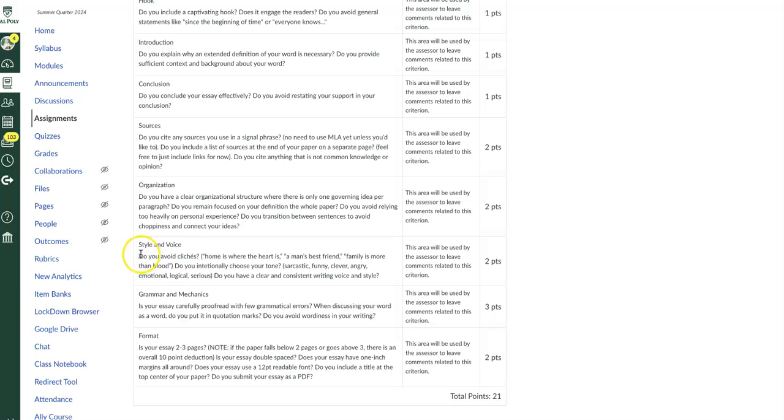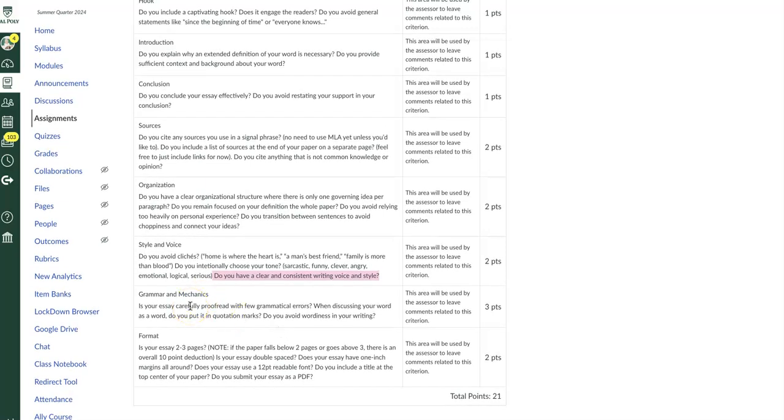A main part of voice and style is that you need to avoid cliches. These types of papers, unfortunately, do lend themselves to cliches. So things like home is where the heart is, or a man's best friend, family is more than blood. All those are cliches. They're ideas that have gone stale from overuse. I want you to avoid them. If you proposed a word to me that lends itself to cliches, I told you that originally, so you want to steer clear of those. And then stay consistent with your writing voice and style. In such a short essay, you do want to pick one and stick with it.